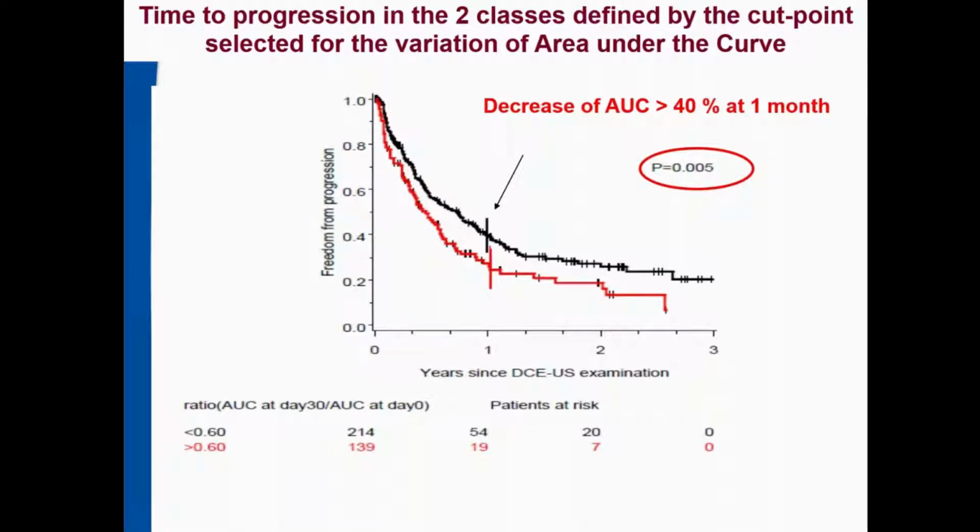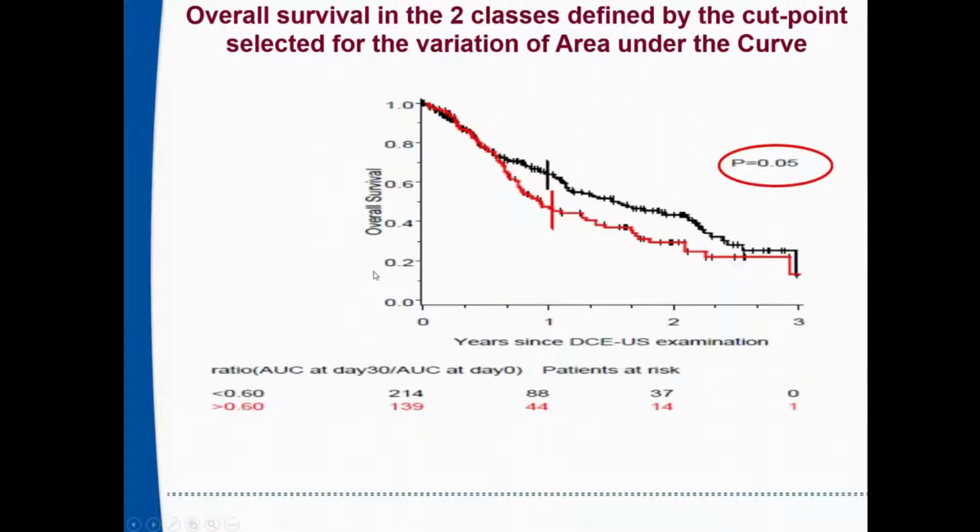When we use this biomarker, we have a significant correlation with progression-free survival, and you can see that the follow-up is 3 years. And when we move to the correlation with overall survival, for the first time in a multicentric study, we have a significant correlation with a decrease of 40%.